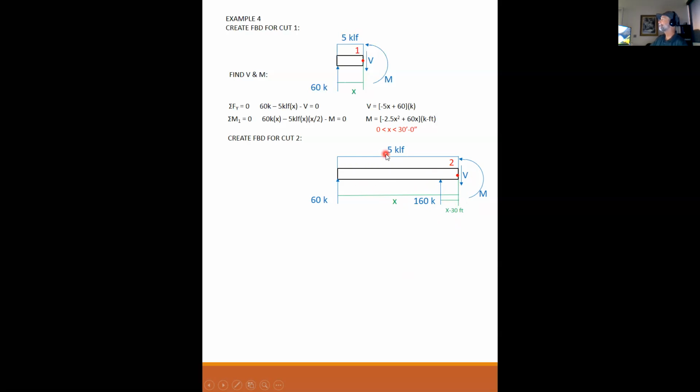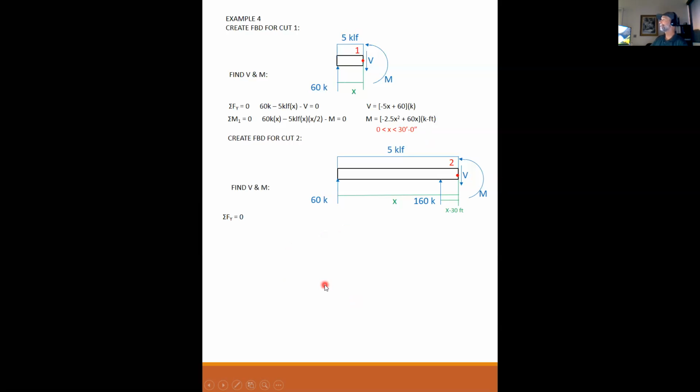I have 5 kips per lineal foot over the whole span, and I have positive shear, positive moment. Guys starting to pick up on the patterns? They really are, no matter how ugly or complicated or nasty I can dream these things up for your exams. It's always the same process. So I am going through these problems from simpler to more complex, but you should be picking up on the patterns. No matter how many cuts you need, every cut is done the same way.